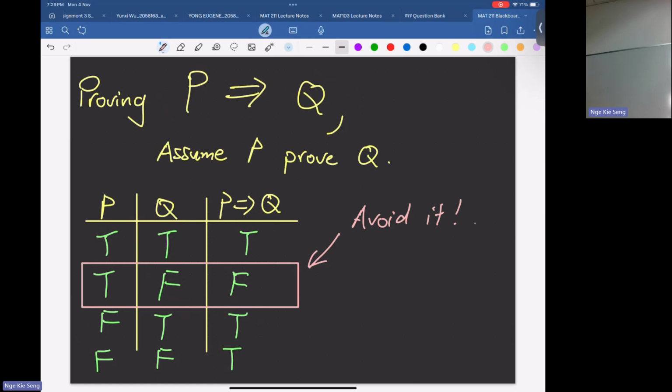Avoid false. So how do you avoid it? You assume P is true, and then Q has to be true. If Q is false, then the statement is false. So that's why you assume P is true, and then you prove that Q is true also. Only then can you avoid this F. Okay?